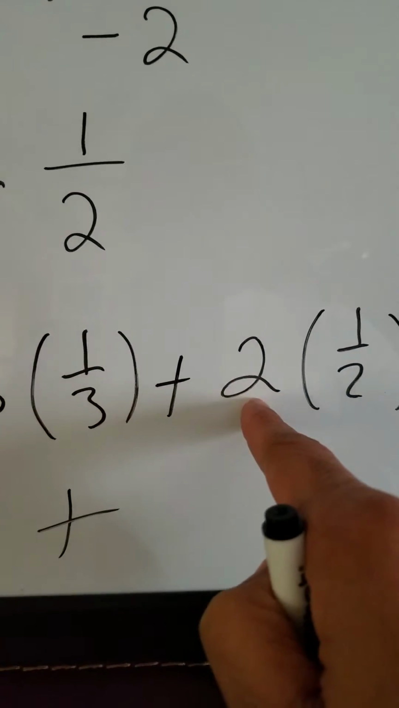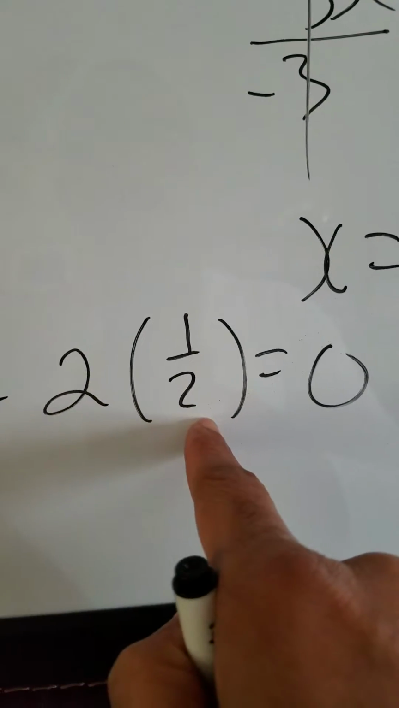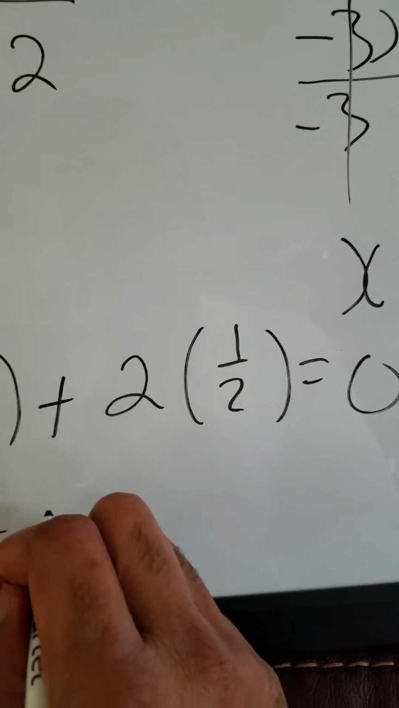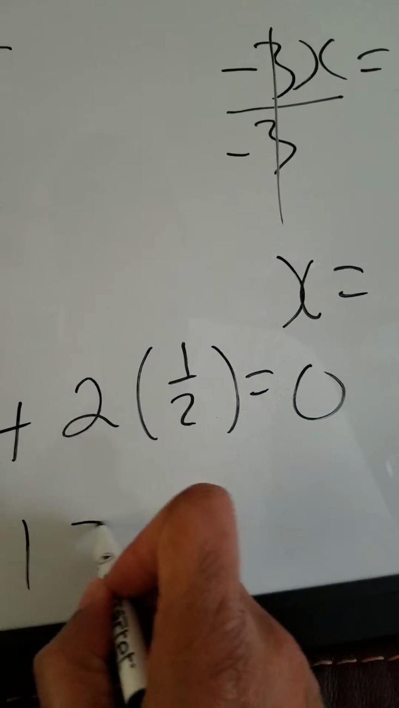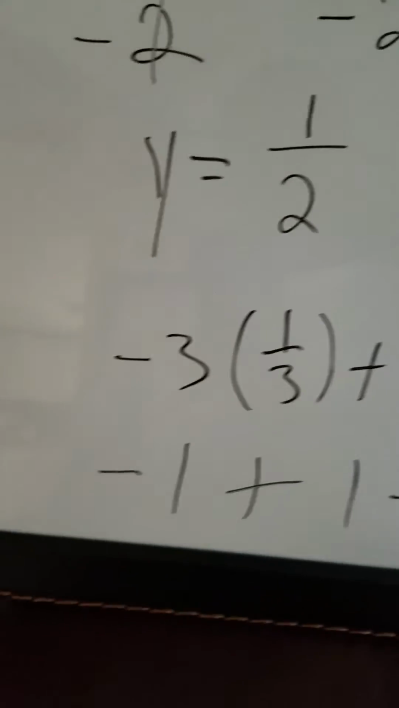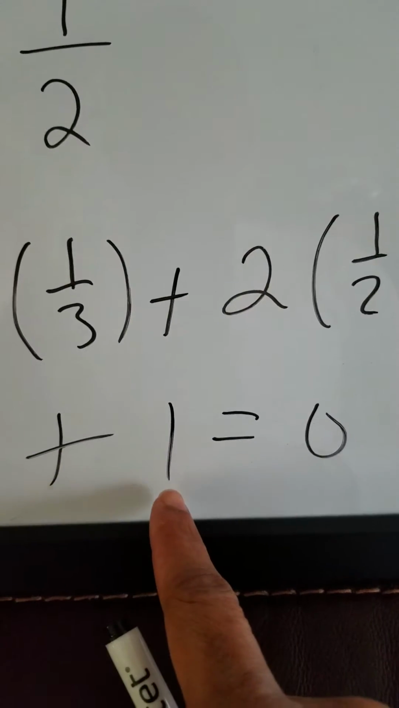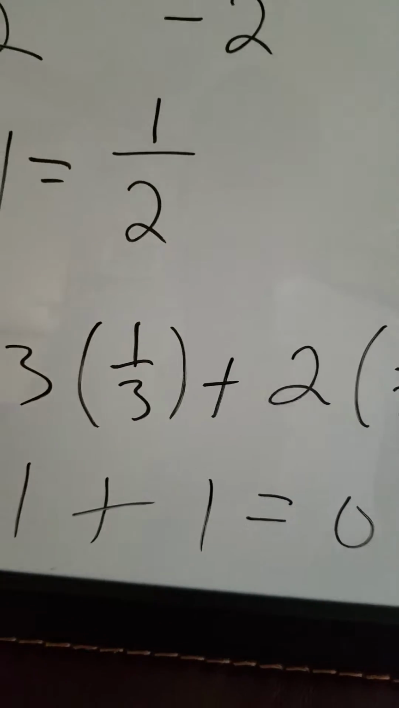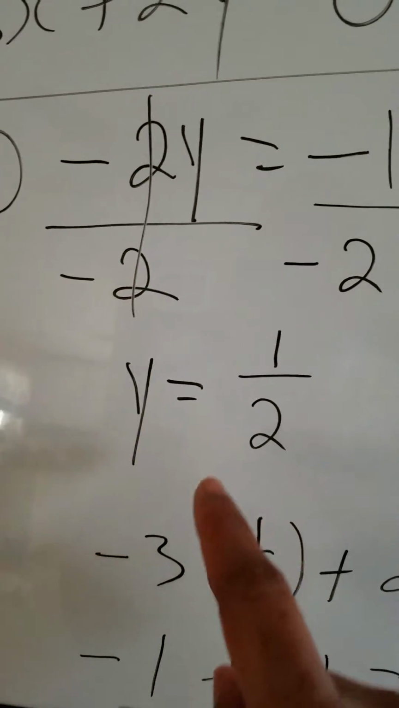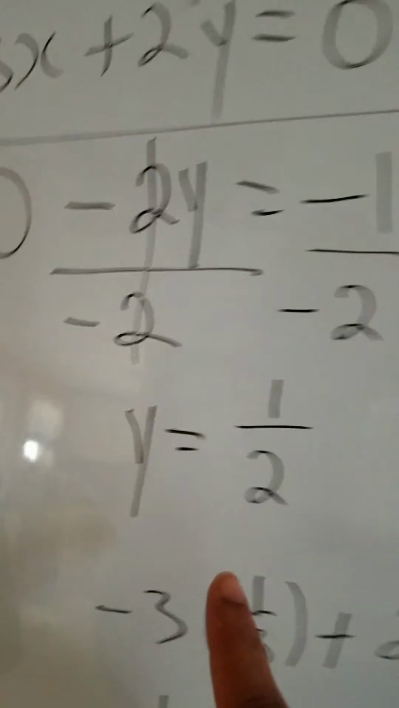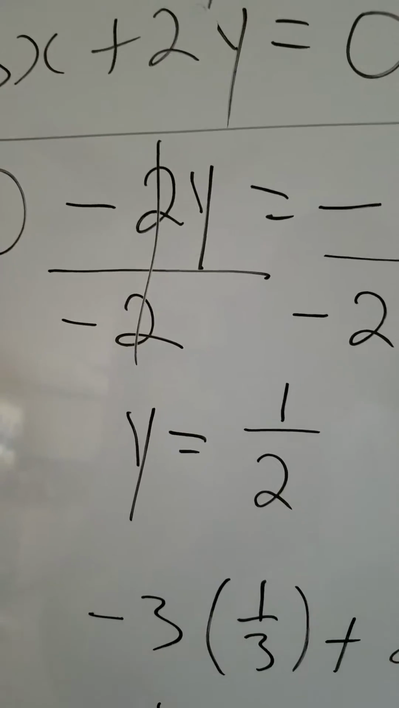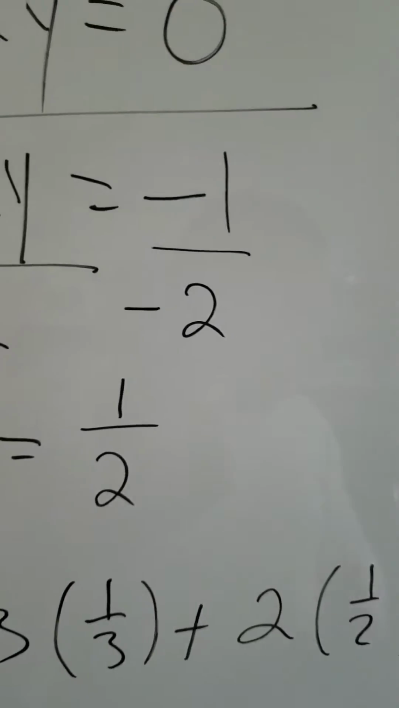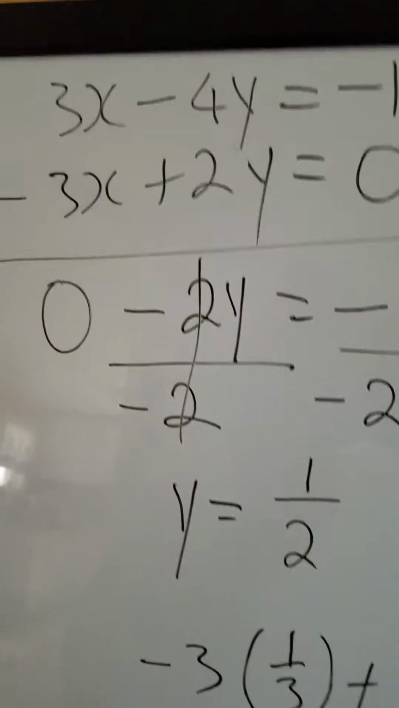Then we have 2 times a positive 1/2. 2 halves will give us 1. And that should be equal to 0. And we see that negative 1 plus positive 1 is indeed equal to 0. And so we know that the solutions that we found, where x is equal to 1/3 and y is equal to 1/2, are indeed the solutions to our system of equations.